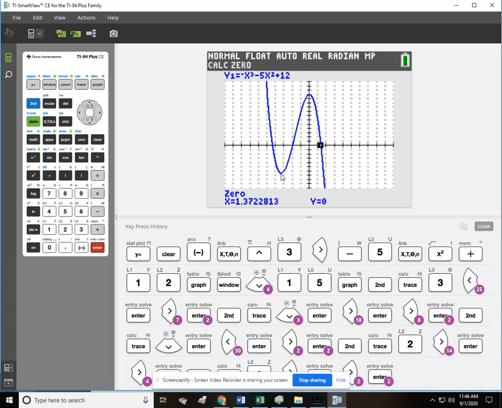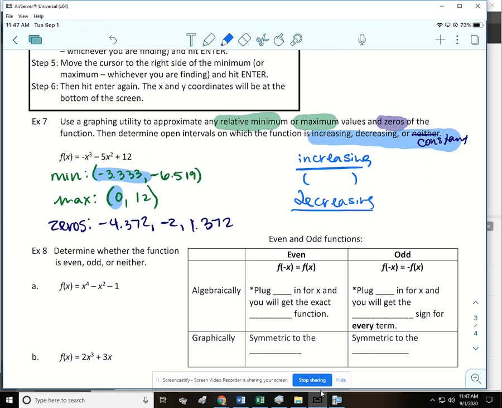So the x where this function starts increasing is the x part of that minimum. And the x part of that minimum we found was negative 3.333. And then the x part of this maximum is where the function stops increasing, and that one was 0. All right, so these are x's, both x values.